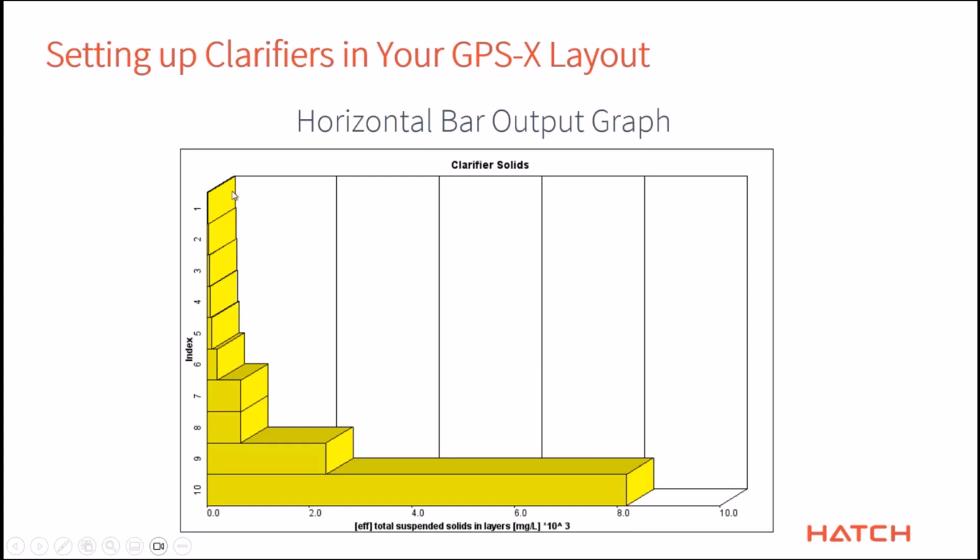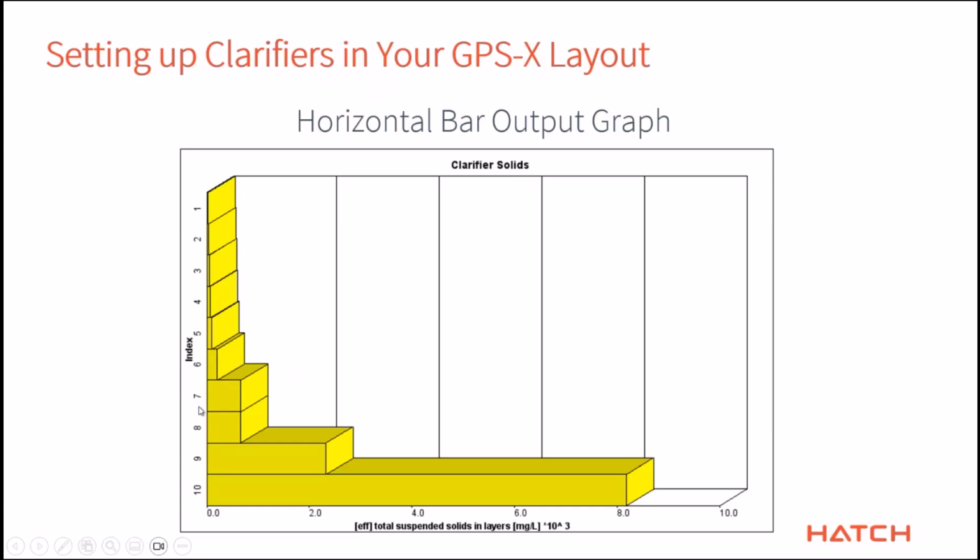So this bar up here at the top is the top of the clarifier. This is the bottom of the clarifier. And the axis down here at the bottom is the concentration. So basically the farther it goes to the right, the higher the concentration. So this is kind of an intuitive way to look at how much sludge is in your clarifier.